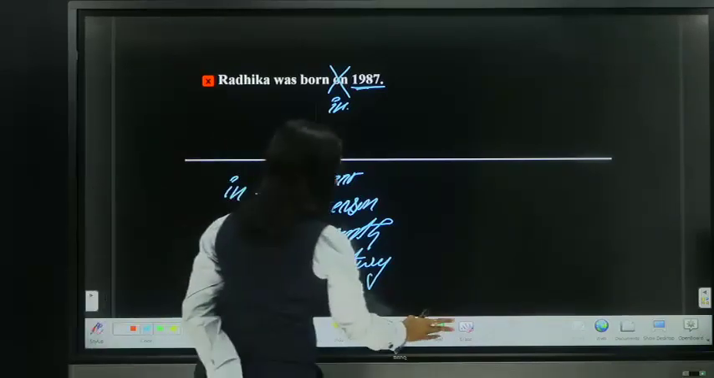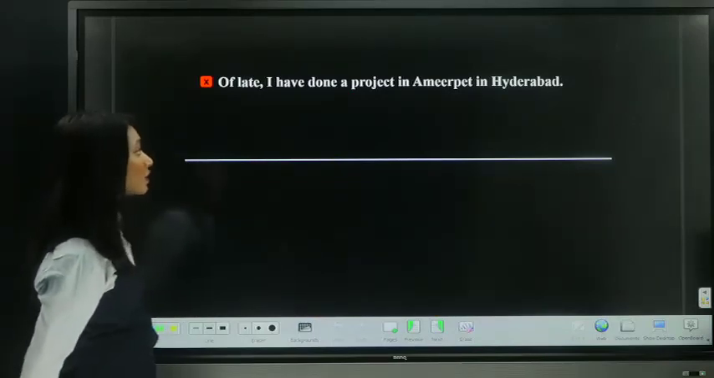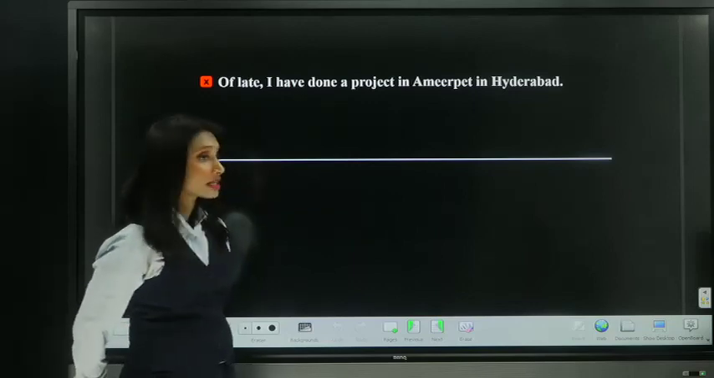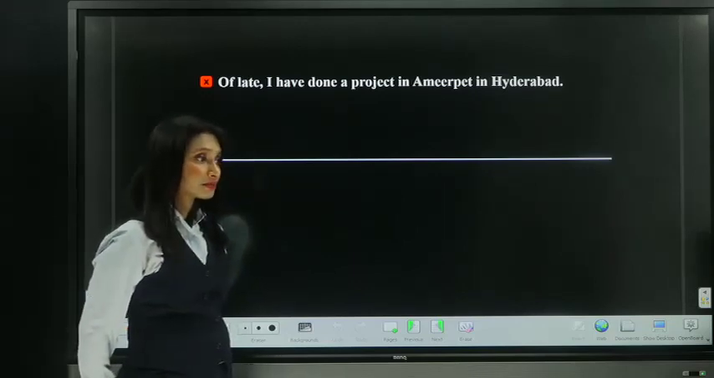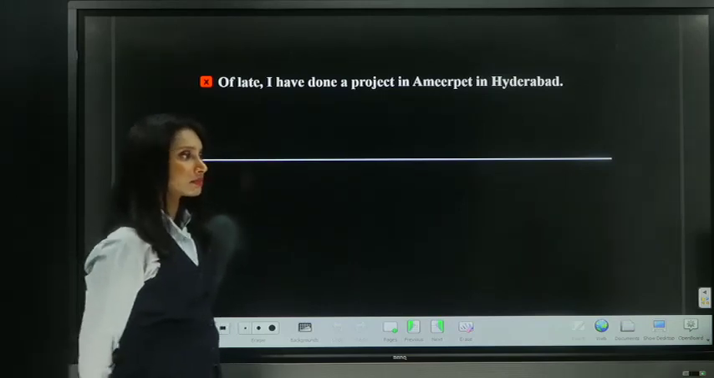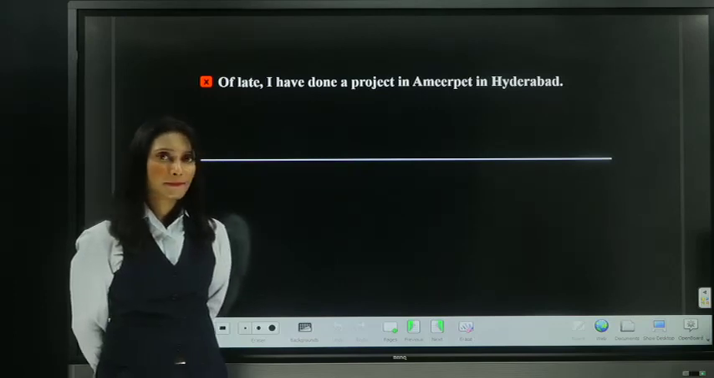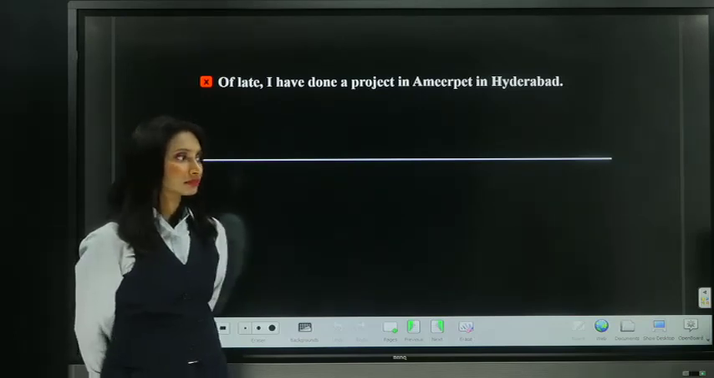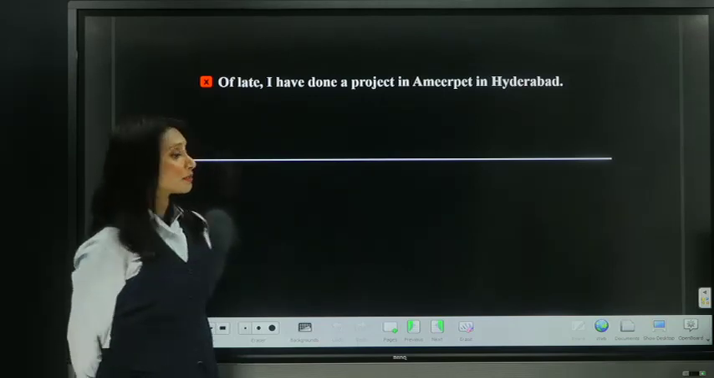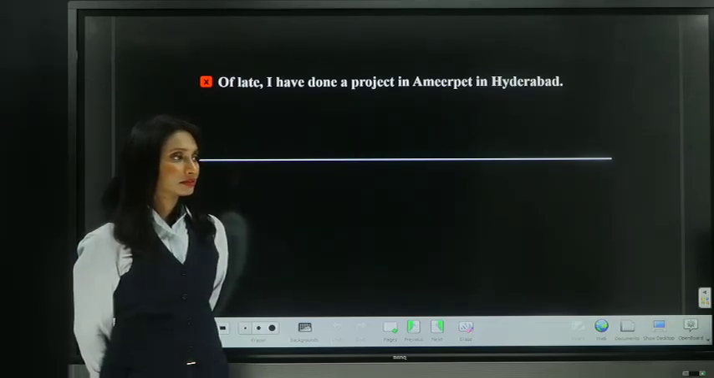Now let's see the next sentence. Of late, I have done a project in Amirpet in Hyderabad. So what is the error and what is the correction?